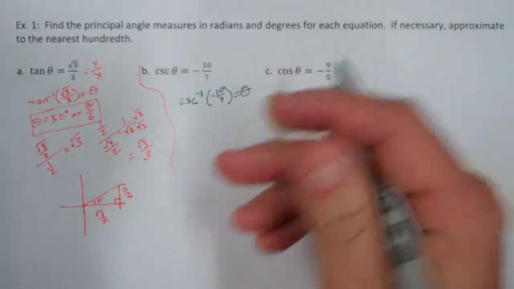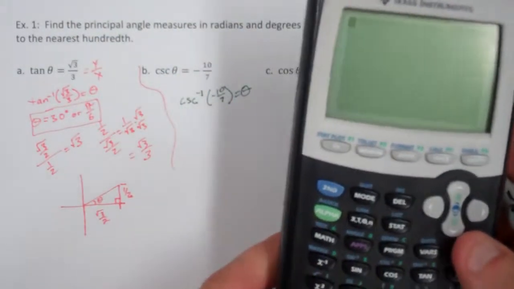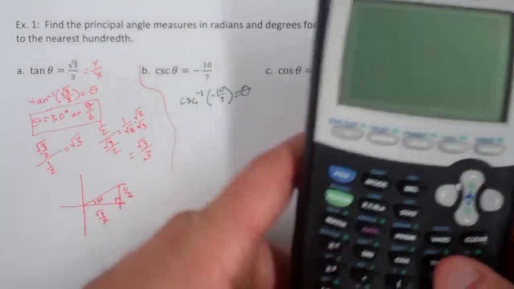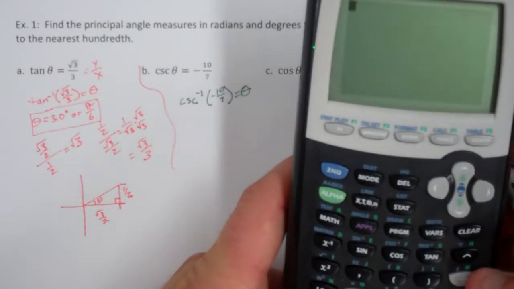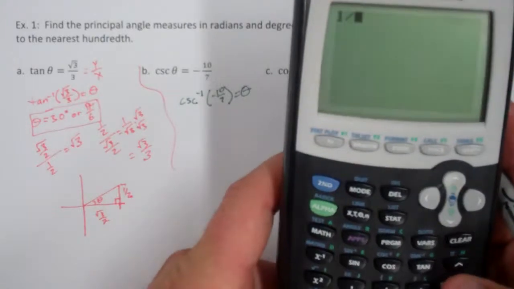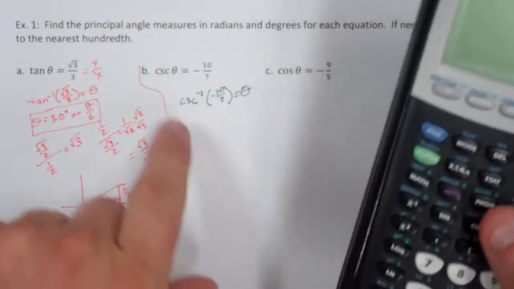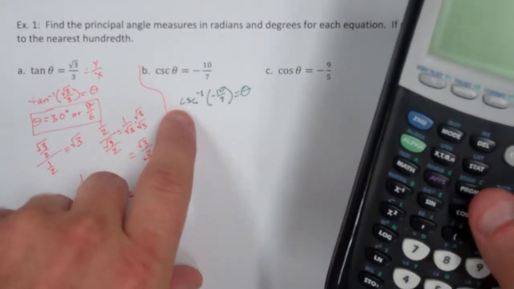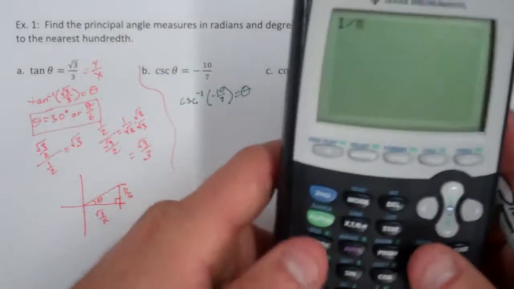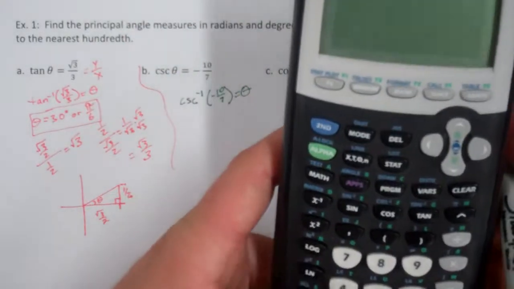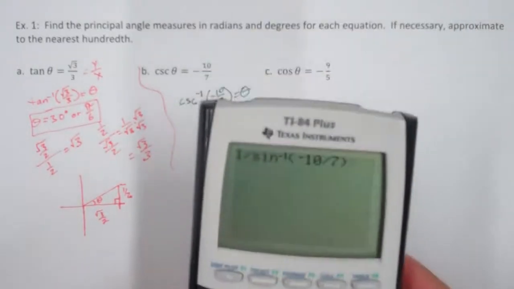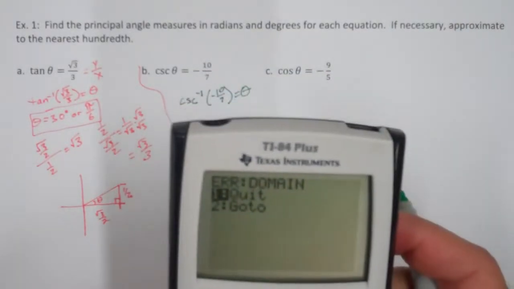So let's try to see if we could use our reciprocals for the inverses the same way we did with the regular sine, cosine, and tangent. So we'll do 1 divided by, and let's see, the reciprocal of cosecant is, that's right, change the first letter, so sine. And we're going to do the inverse sine of negative 10 divided by 7. We'll see what our calculator gives us.